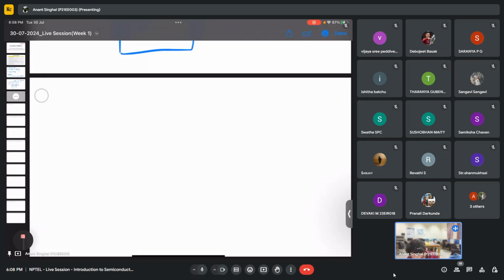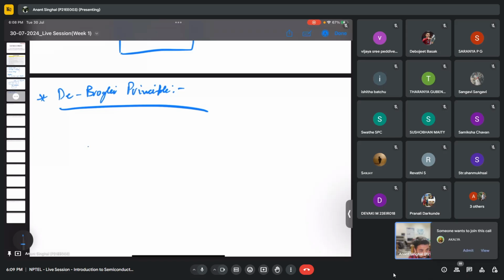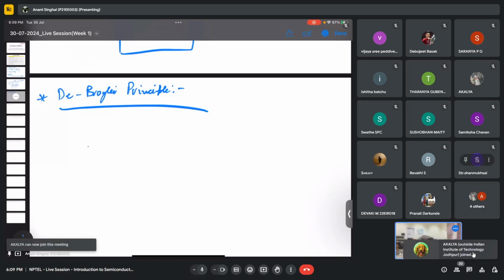And the second part that is covered is the de Broglie principle. So what does the de Broglie principle state? Can anyone tell what the de Broglie principle is?